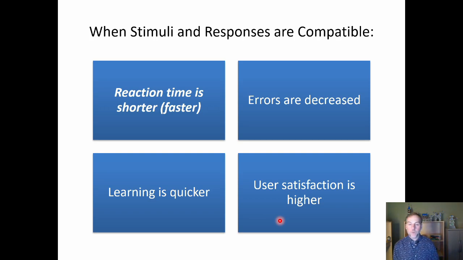So what happens when the stimulus and response are compatible? Well, reaction time is shorter. This one's in bold because we'll see many examples of this. Errors are decreased, and that can be very important for safety. Learning is quicker, which is great, and user satisfaction is higher. You're going to prefer something that's compatible, and often this can be used by companies to make their product more desirable.